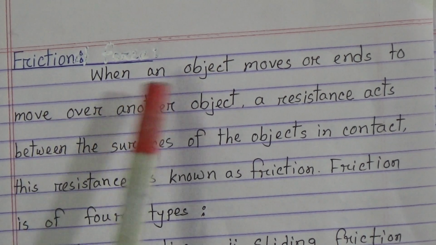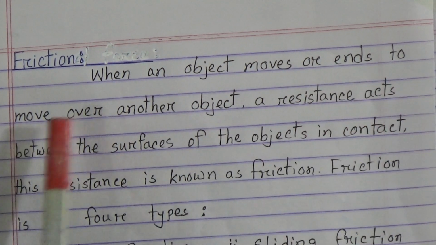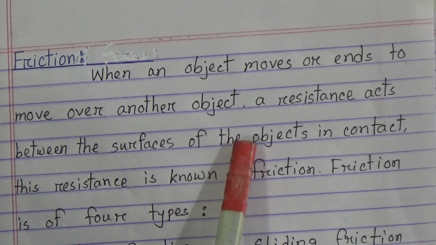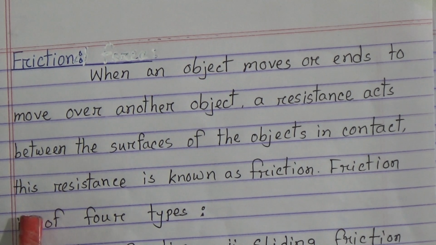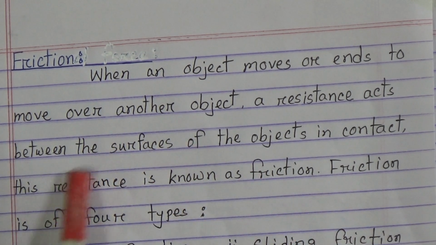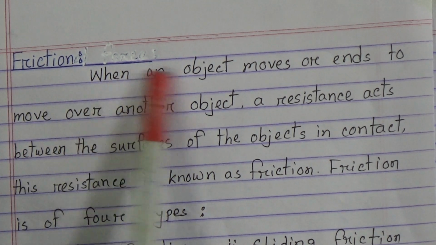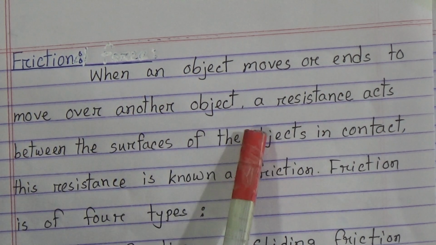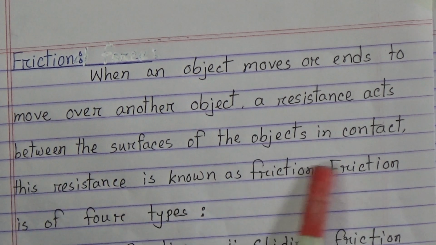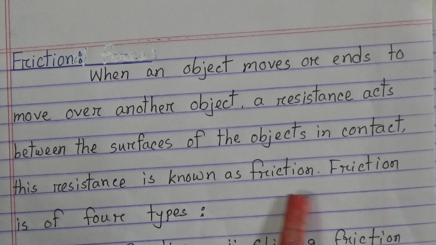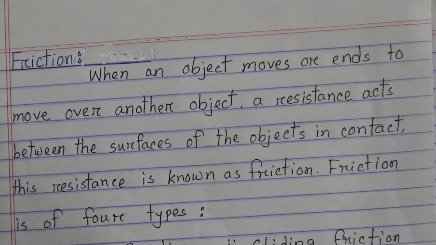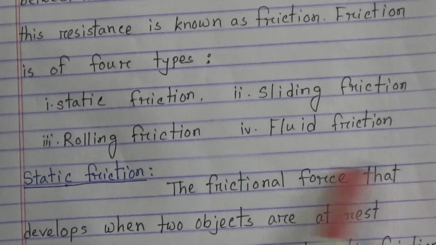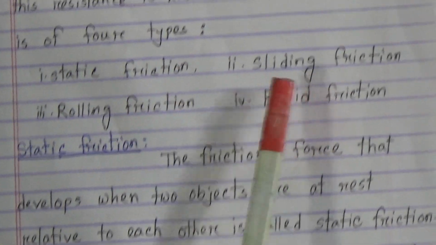What is friction? When an object moves or tends to move over another object, a resistance acts between the surfaces of the objects in contact. This resistance is known as friction. And friction is of 4 types: static friction, sliding friction, rolling friction, and fluid friction. Now we will discuss these 4 types of friction.